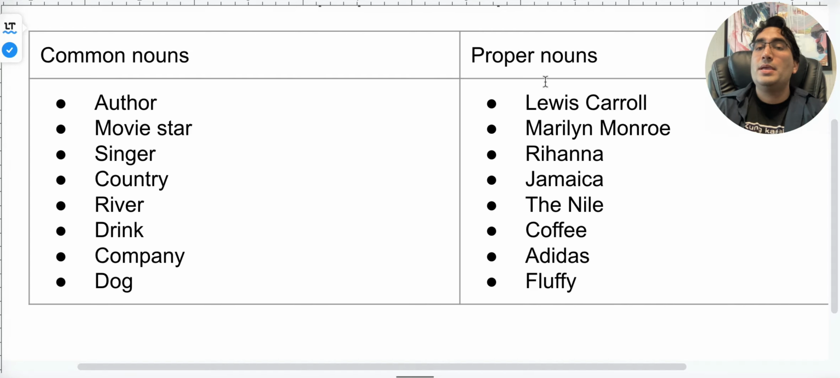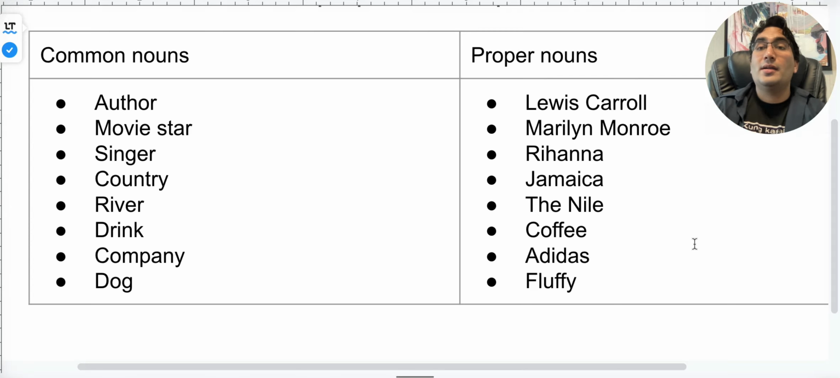Proper noun of that would be Rihanna, if it is Rihanna, the singer we're talking about, and so on. So there's this list. Of course, you can pause the video and check it out further, read it further. But anything without a real name becomes a common noun, and with the actual name, it's called a proper noun, and that's where the confusion comes in.